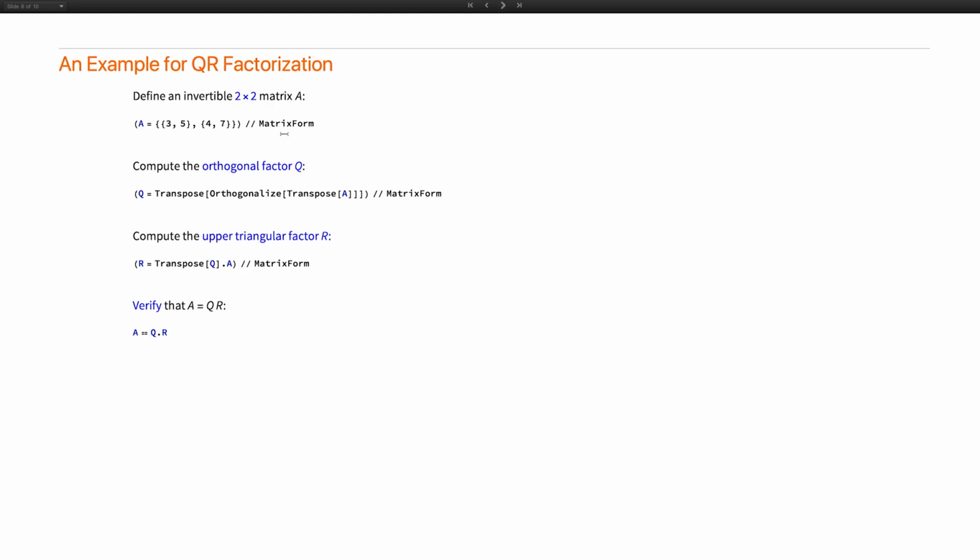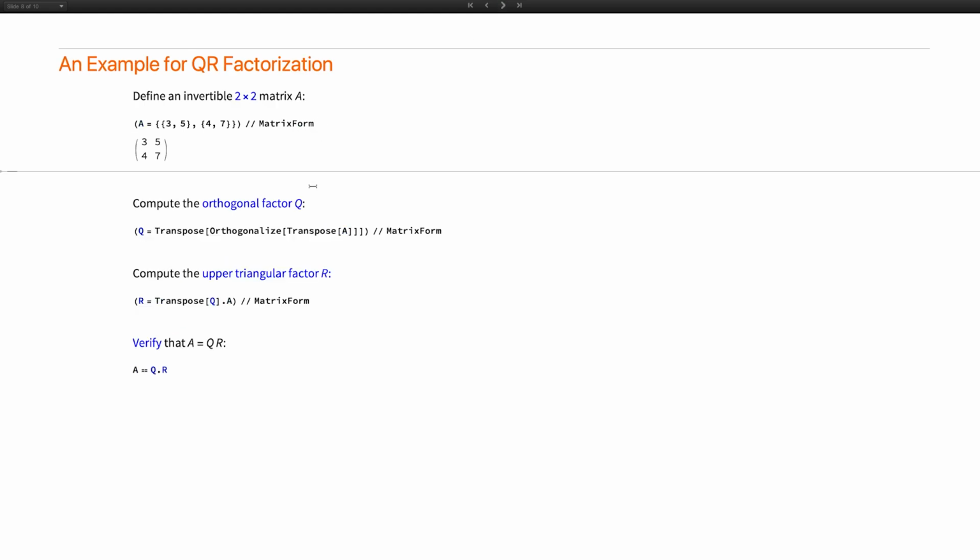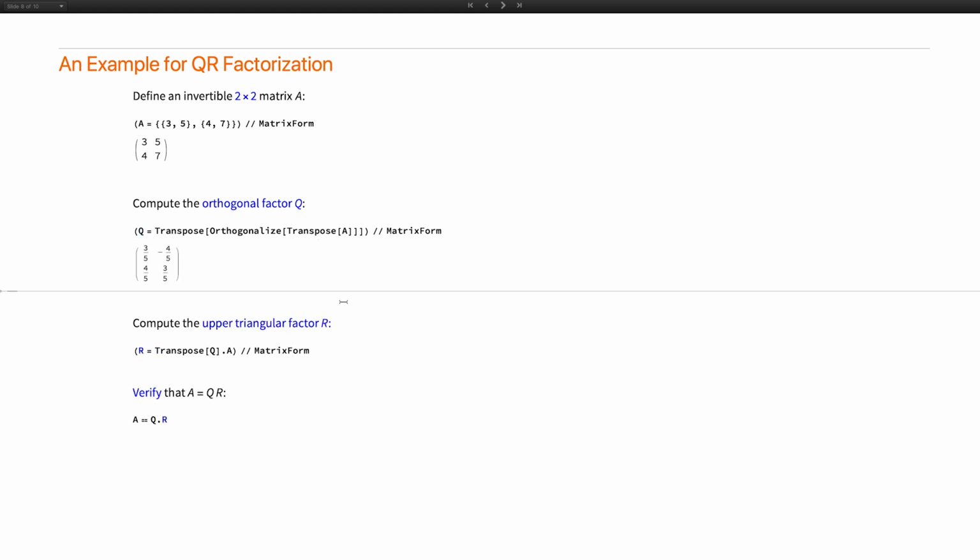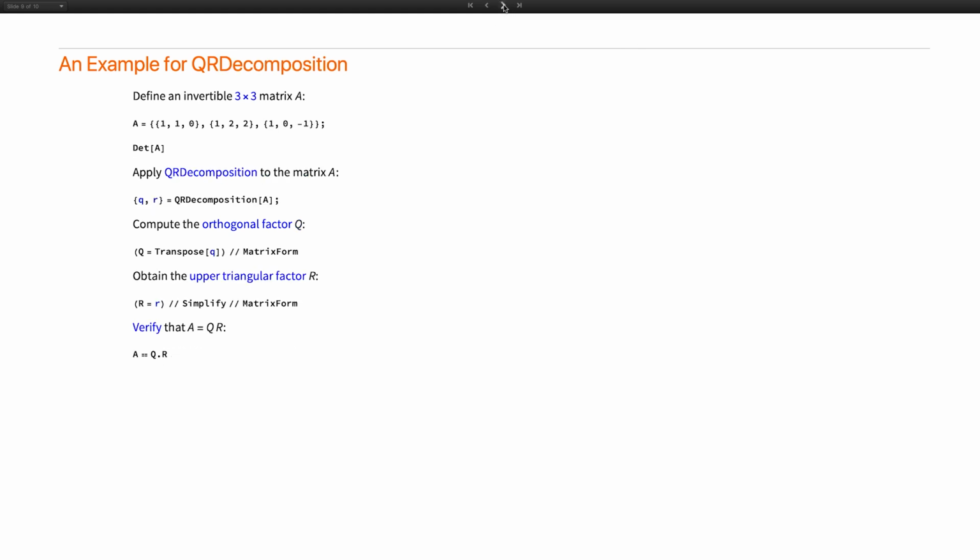As an example for the QR decomposition, here's the matrix A. Let's work out the orthogonal factor Q by doing an Orthogonalize, and you need to transpose to get the columns in the right place. That's the matrix Q. Work out the matrix R with the same formula as earlier, transpose of Q dot A, and now let's check that A is equal to Q dot R. So that's the hand method for doing the calculation.